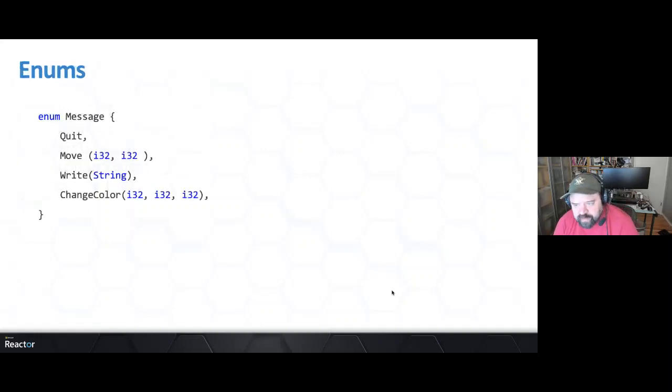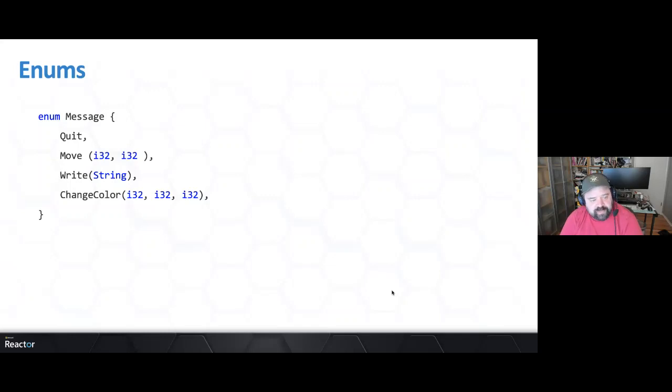Enums are like they are in other languages, but one of the things that I really like about them is they can be stateful and they can be parameterized based on values. So in this case, we are looking at a message handling portion of a game, say, and the user may want to quit, the user may want to move her character to a particular location, she may want to write a string out to the chat channel or change the color of the avatar's background or whatever.